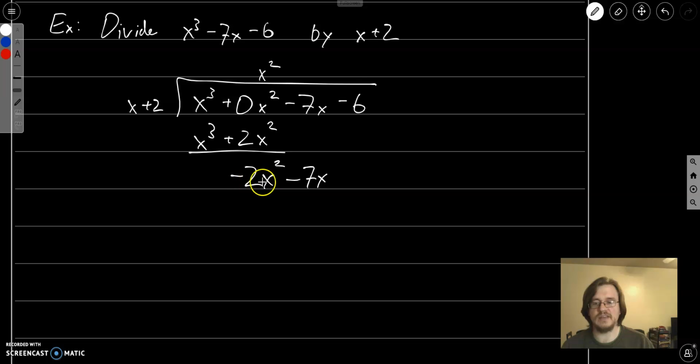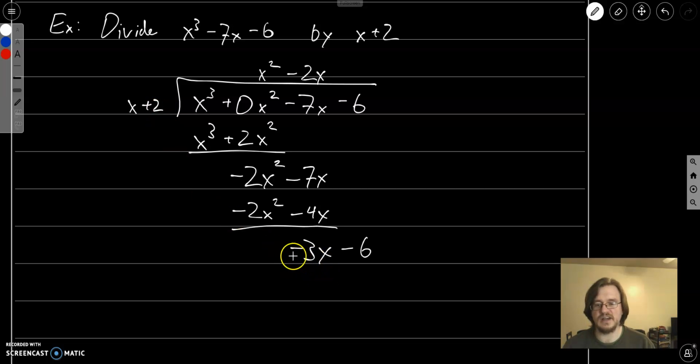X goes into negative 2x squared negative 2x times. Again, negative 2x squared divided by x is negative 2x. I multiply the first term, I get exactly what I want. That's why I wrote that. But negative 2x times 2, well, that's going to be negative 4x. So negative 7x minus negative 4x, negative signs cancel, it's like we're adding. We're going to get negative 3x. Bring this down.